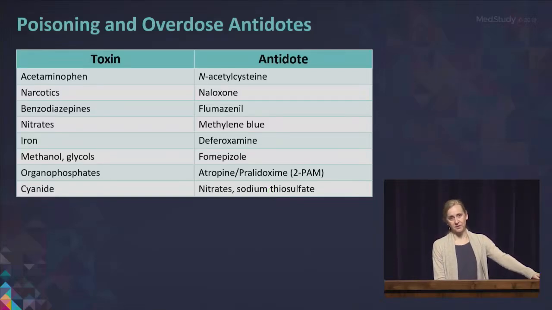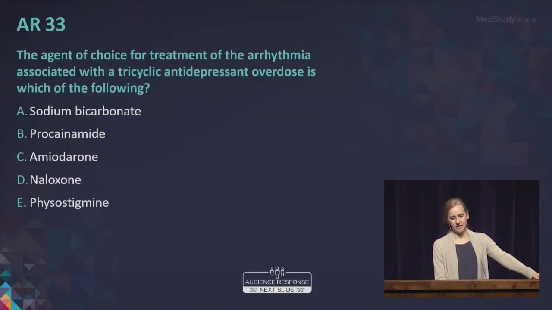So we are going to do a few questions here. The first one, the agent of choice for treatment of the arrhythmia associated with TCA overdose is which of the following?